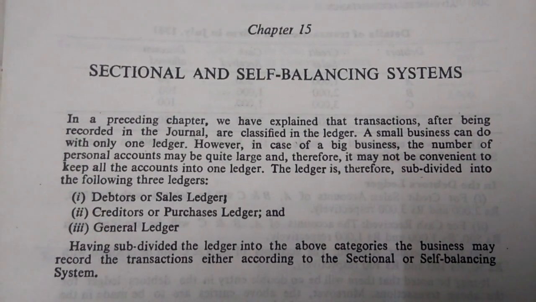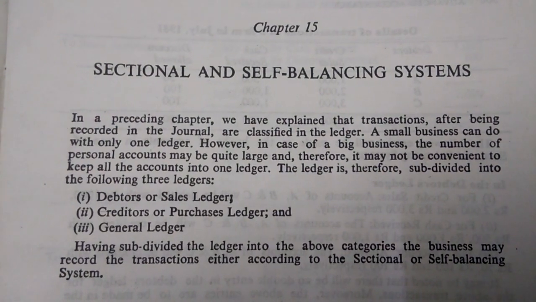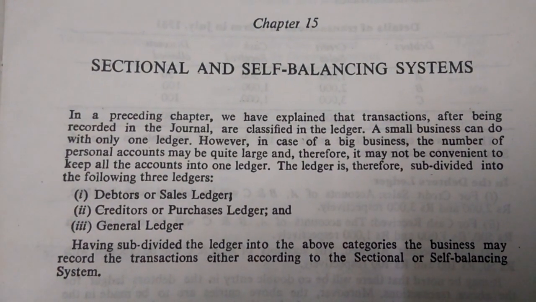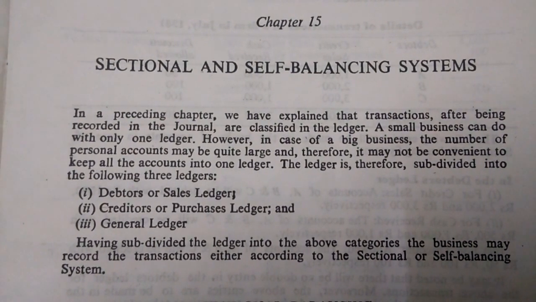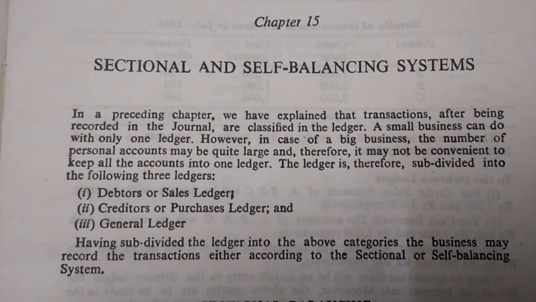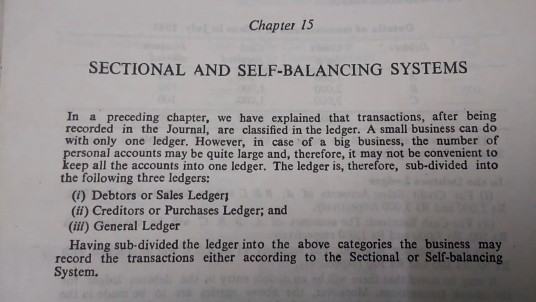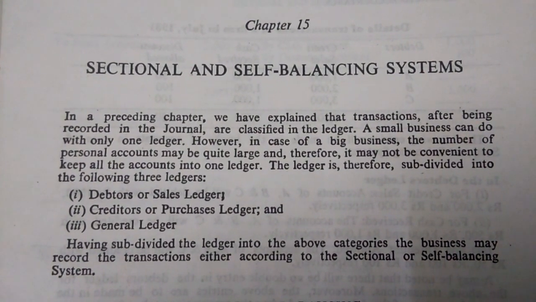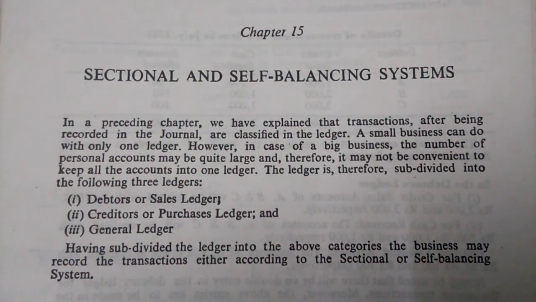The ledger is therefore subdivided into the following three ledgers. One is the debtors or sales ledger, the second one is the creditors or purchases ledger, and the third one is the general ledger. Having subdivided the ledger into the above categories, the business may record the transactions either according to the sectional or self-balancing system.